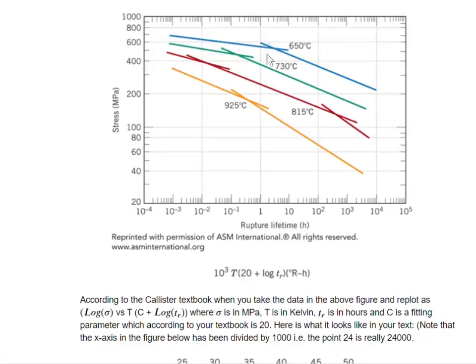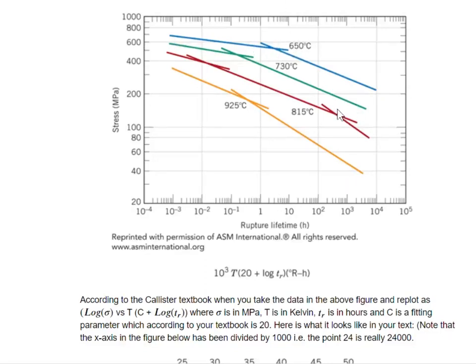So let's say we heat a sample up to 650 degrees C, and at 650 degrees C we apply, say, a stress of 550 megapascals, and then we hold the sample at that 550. It continues to elongate through creep, and eventually the sample ruptures and fails. In this particular case, it looks like it takes roughly 2 to 3 hours. Okay, and so that's the data that we have.